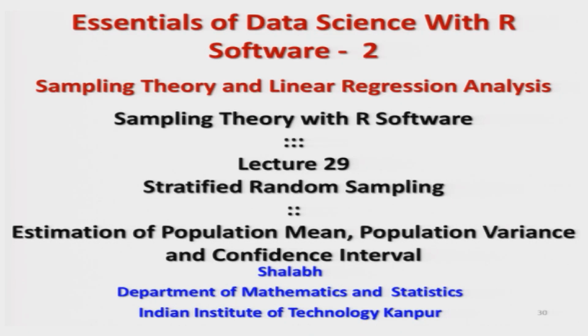In the last lecture, we started a discussion on stratified random sampling, and I gave you a fair idea of under what type of conditions stratified random sampling can be used. Now, in this lecture I will move forward and we will see how we can estimate the population mean and population variance, and how they can be used in the construction of confidence intervals.